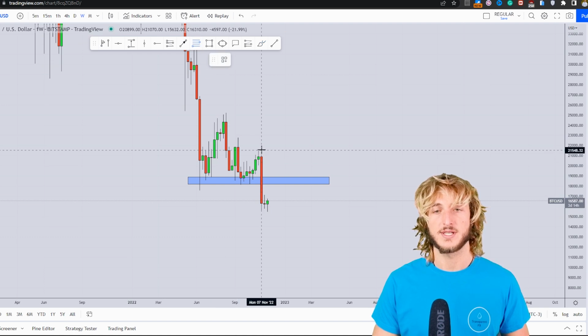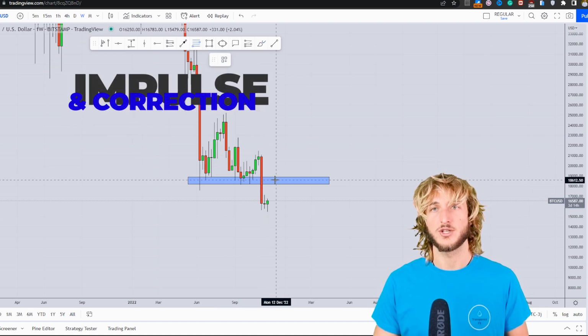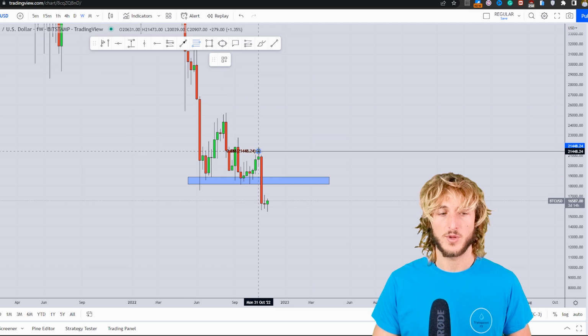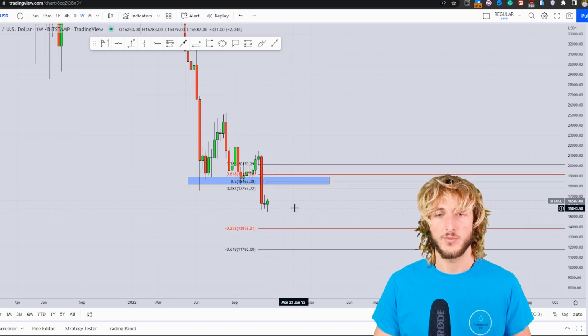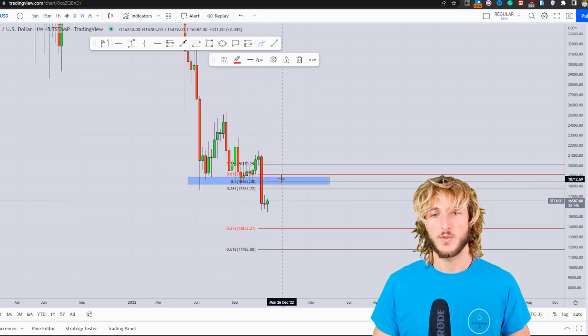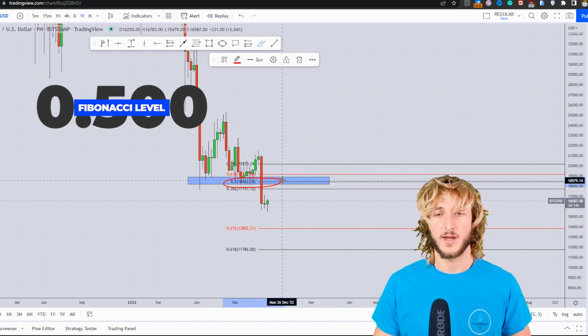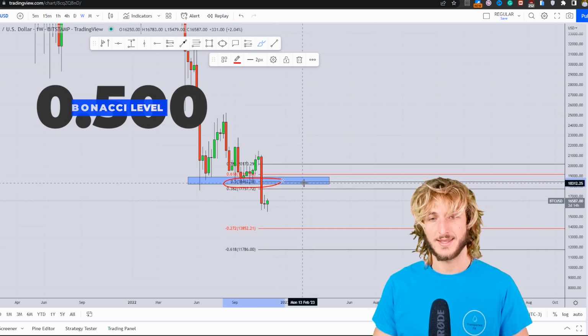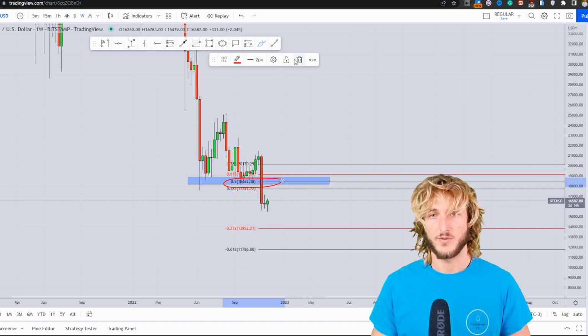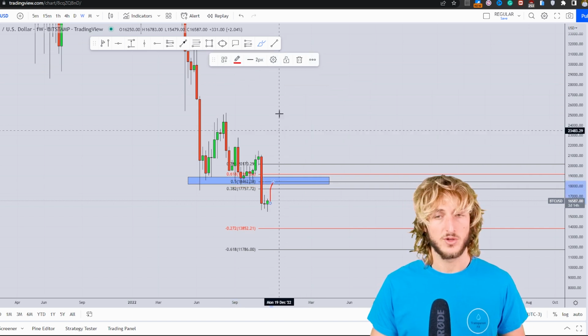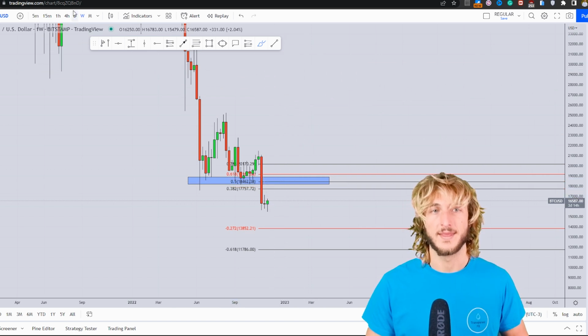We can also notice that since we have an impulse, if we want to measure the correction, we have to take our Fibonacci from the high to the low of the impulse. And if we do that, we can see how we have a perfect 0.5, so 50% retracement lining up perfectly with the previous support and resistance. There is a good probability that the market will want to go and test.